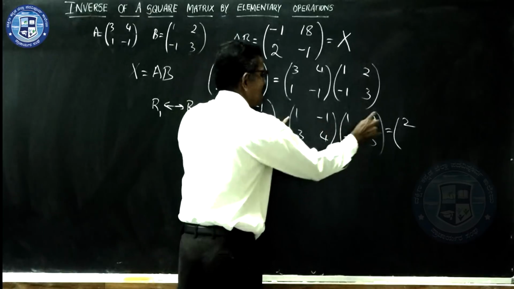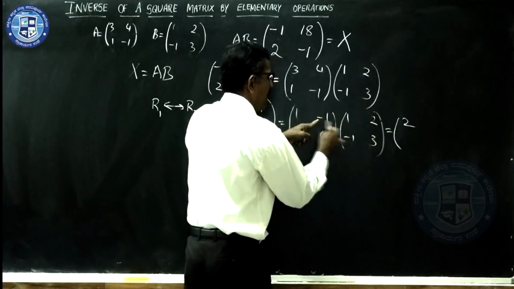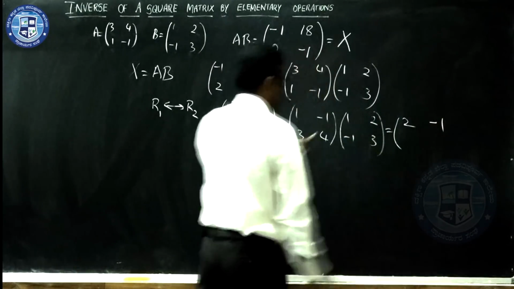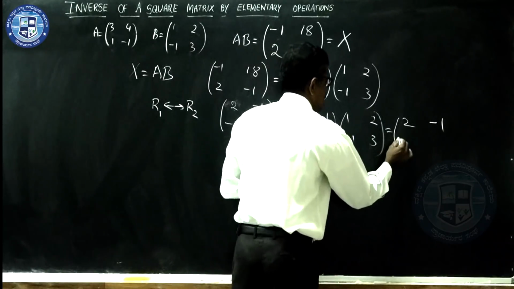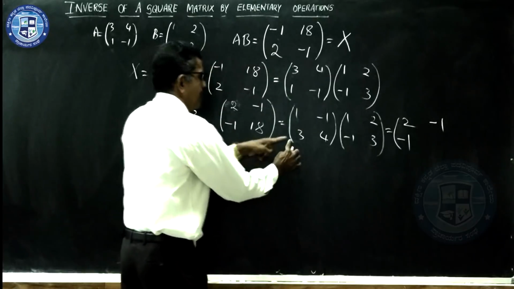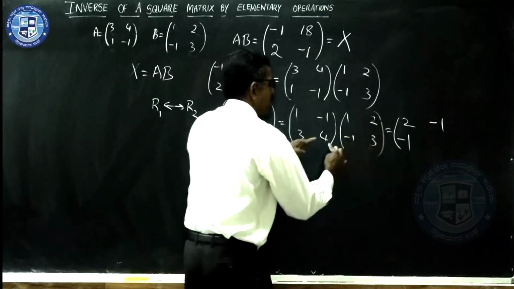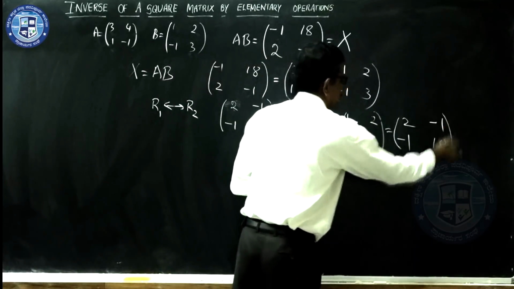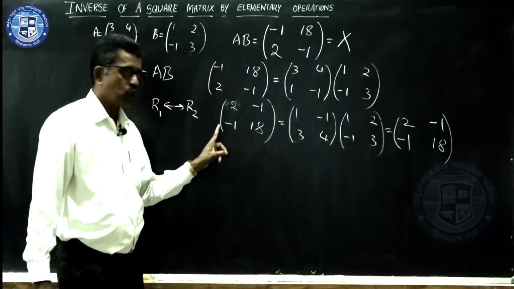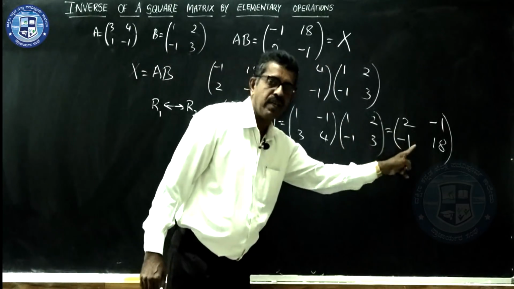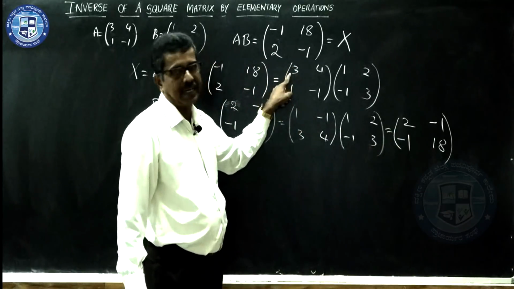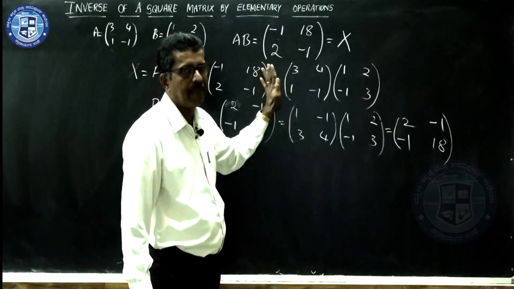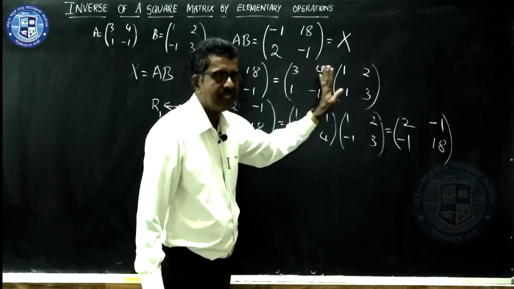And then, what is this into this one? It is 2 minus 3, it is minus 1. Next, this into this one, it is 3 minus 4, it is minus 1. And then what is this into this one? It is 6 plus 12, 18. I hope you understood that this is same as this one. I got this one only by operating on the first matrix. The same operation has to be applied to the first matrix, not the second matrix.